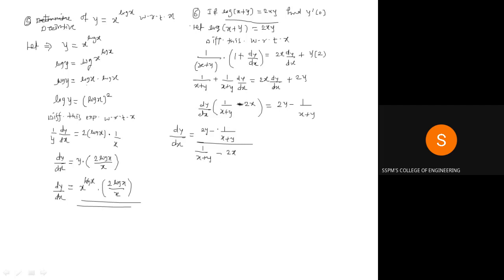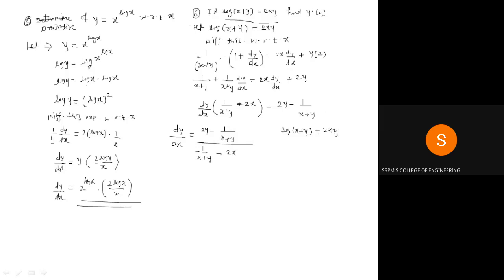But if you want to find the value, you only have the value of x here. x is 0, but what about the value of y? Can you get the value of y? Yes. So at x is 0, what value will there be for y? Okay, so consider the expression log of x plus y is equal to 2xy.